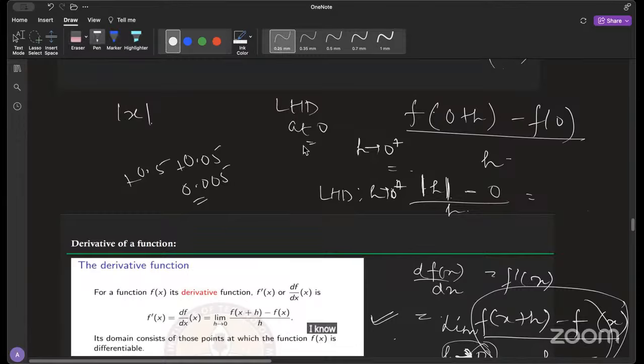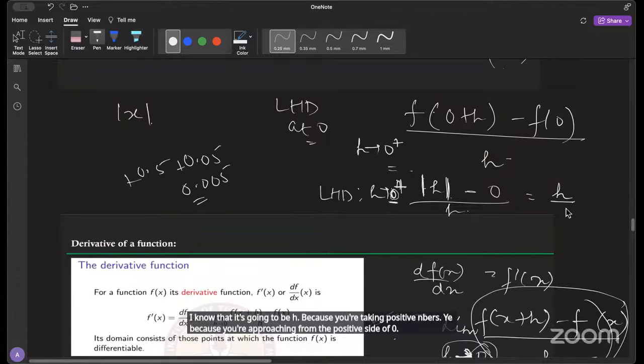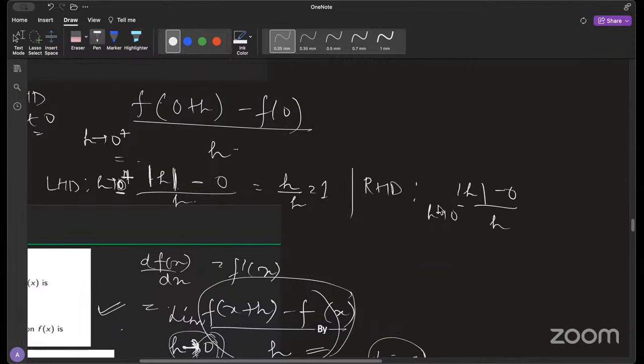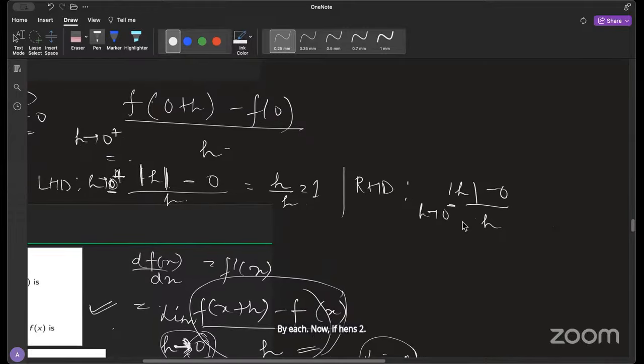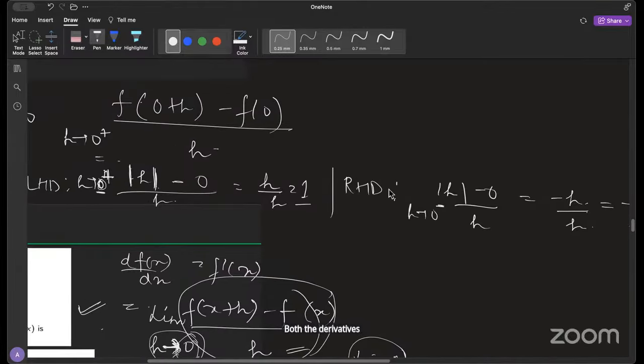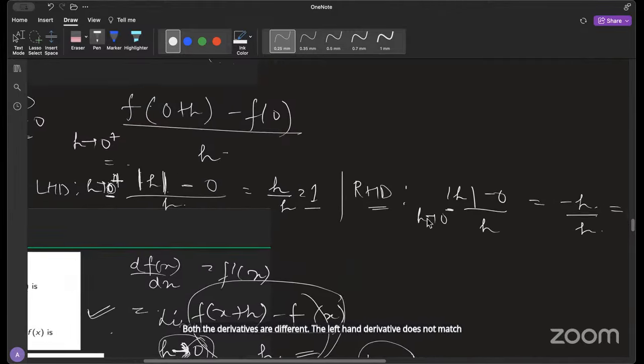I know that it's going to be h because you're taking positive numbers here, since you're approaching from the positive side of 0. So it's going to be h by h, which is 1. Now for the left hand derivative, you do h tending to 0 minus, same thing. So it's this h minus 0 by h. Now if h tends to 0 minus, this is minus h, right? And this is h. And this is going to be minus 1. So both the derivatives are different. The left-hand derivative does not match with the right-hand one.